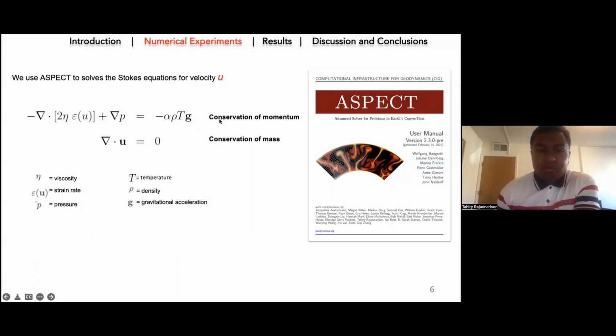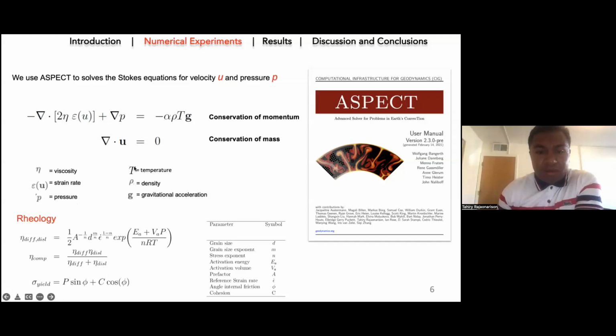It solves for the conservation of momentum and the conservation of mass. The conservation of momentum is the force balance between buoyancy forces, which is balanced by viscous resistant forces and the pressure gradient forces. And the divergence of the velocity is 0.